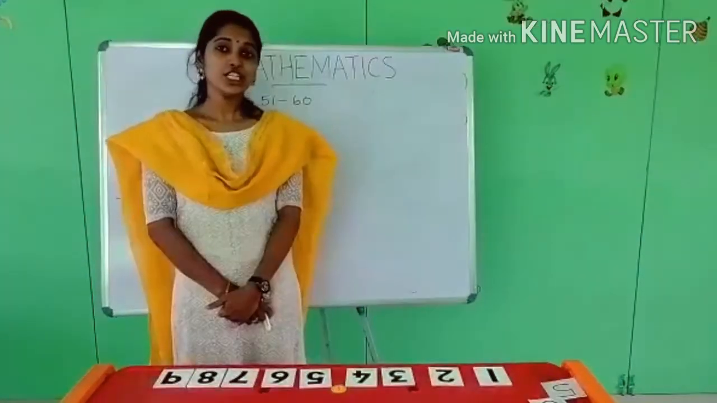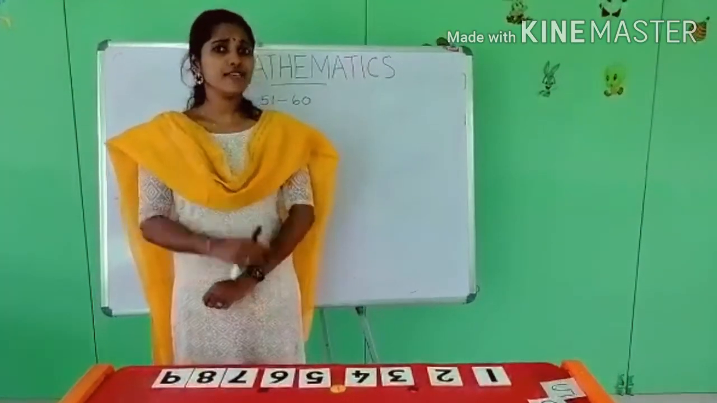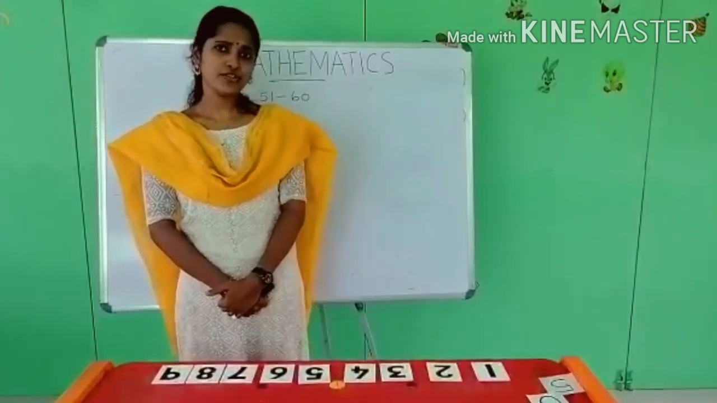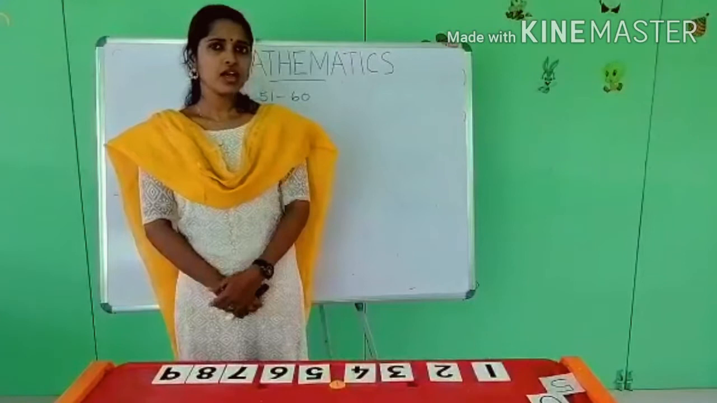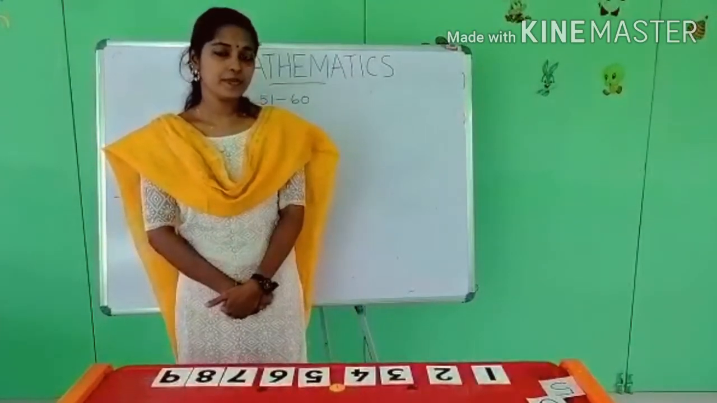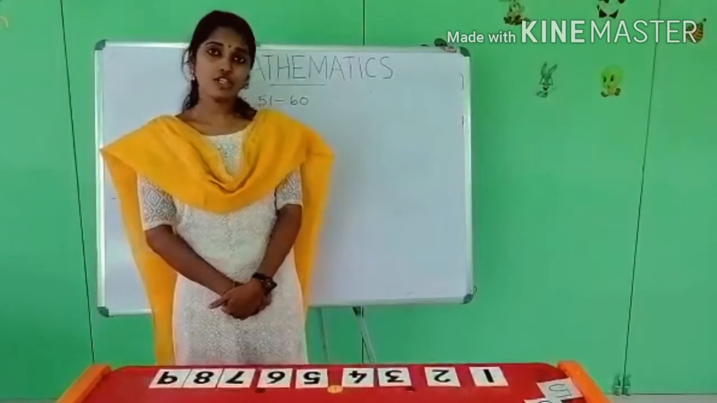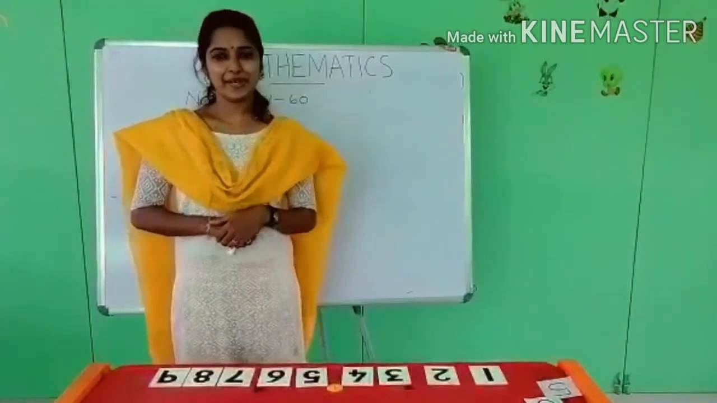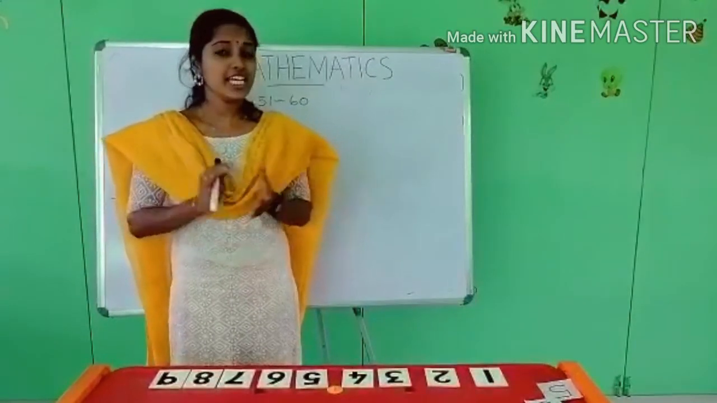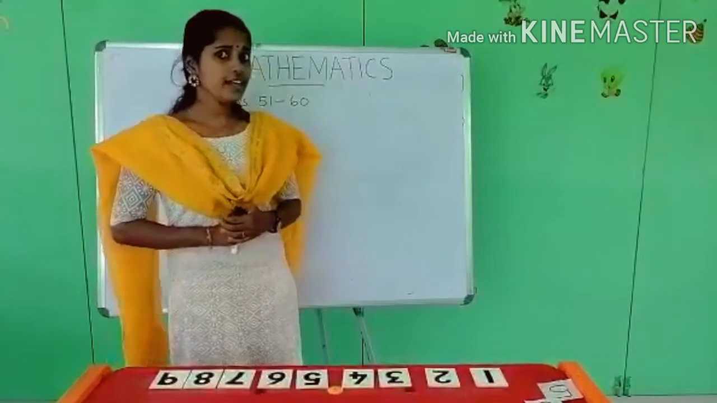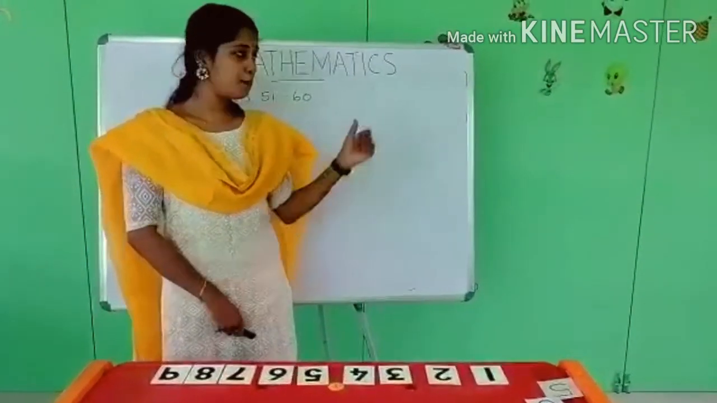Okay, do you remember the previous class? We revised numbers from 1 to 50. Now you know how to write numbers from 1 to 50. Yes? Okay. Today we are going to learn how to write 51 to 60. It's very easy to write, you know. Let's start. I'm going to write on the board.